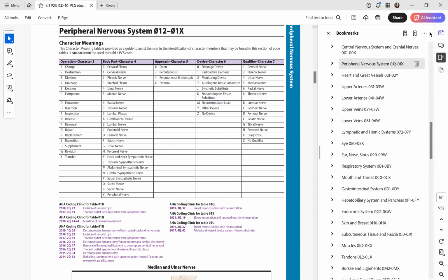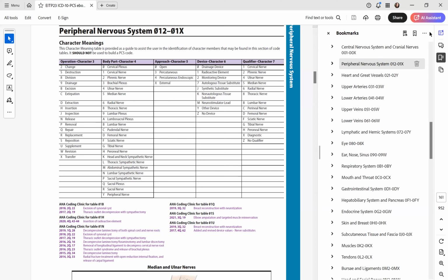And again, here, the first three characters, of course, is the table, right? So here, in this case, we're looking at table 012. And then starting with the third character, we're getting into the root operation. In other words, what are we doing? We're changing something, we're destroying something, dividing something, draining something out of the peripheral nerve, excision, extraction, all these different things, repairing, right? And then the body part is the specific location of where the procedure is happening, the ulnar nerve, the cervical nerve, and so on.